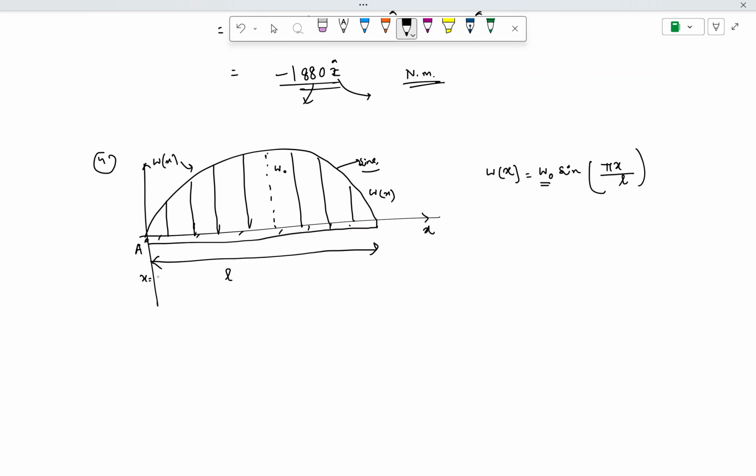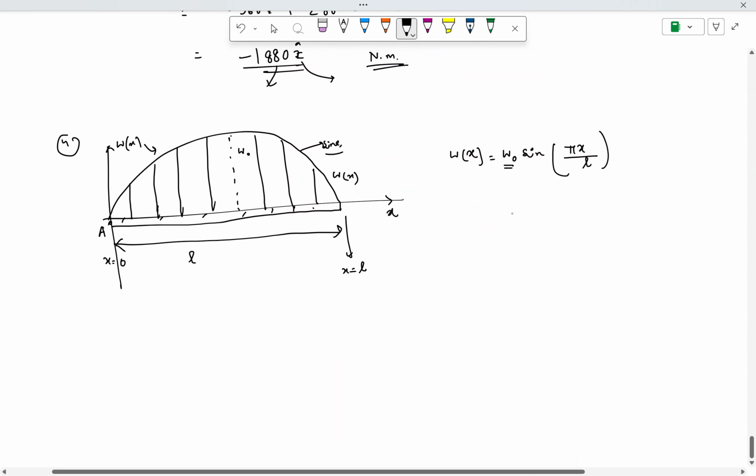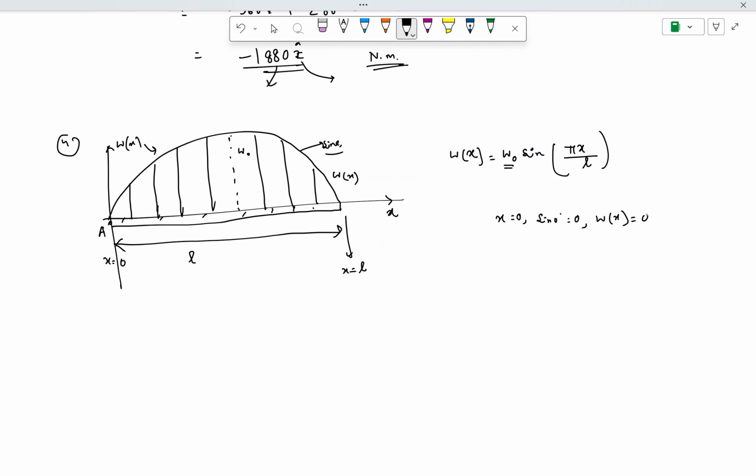So this is x equal to 0 and this point is x equal to L. Now just look at the shape of the sine wave. If you put x equal to 0 in this function, sine 0 is basically 0, so W(x) becomes 0, as you can see from this diagram, that here W is 0. But on the other end, where x equal to L, if you plug that in, this is basically sine of pi L by L, L and L cancelling out, and sine pi is again 0.